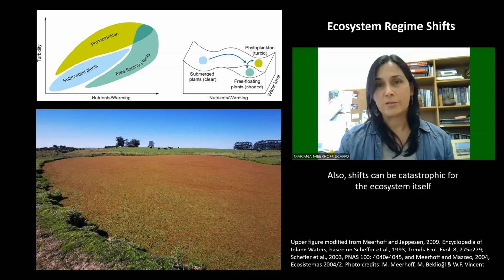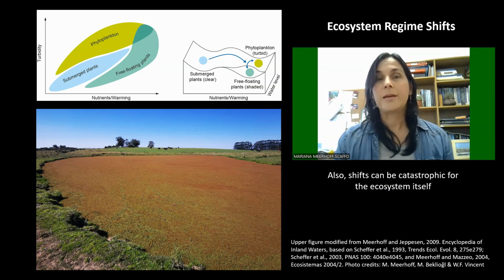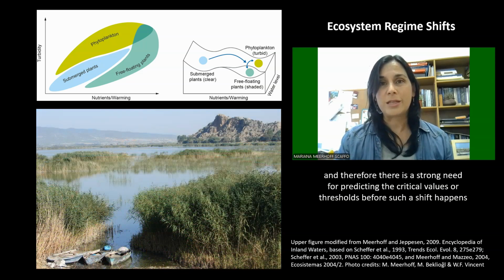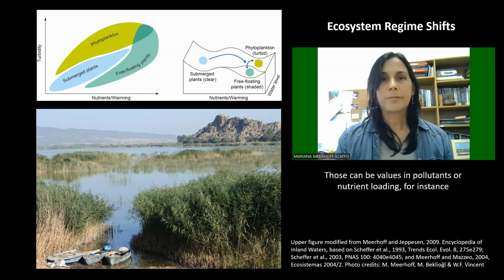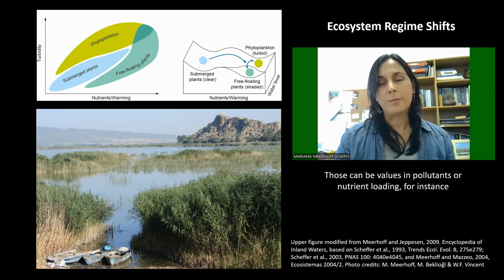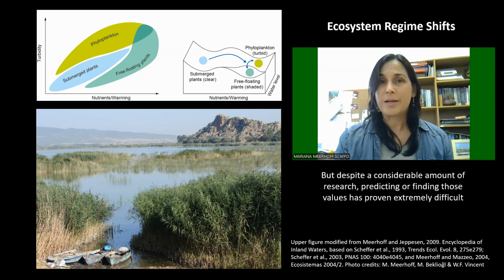Also, shifts can be catastrophic for the ecosystem itself, and therefore there is a strong need for predicting the critical values or thresholds before such a shift happens. Those can be values in pollutants or nutrient loading, for instance. But despite a considerable amount of research, predicting or finding those values has proven extremely difficult.